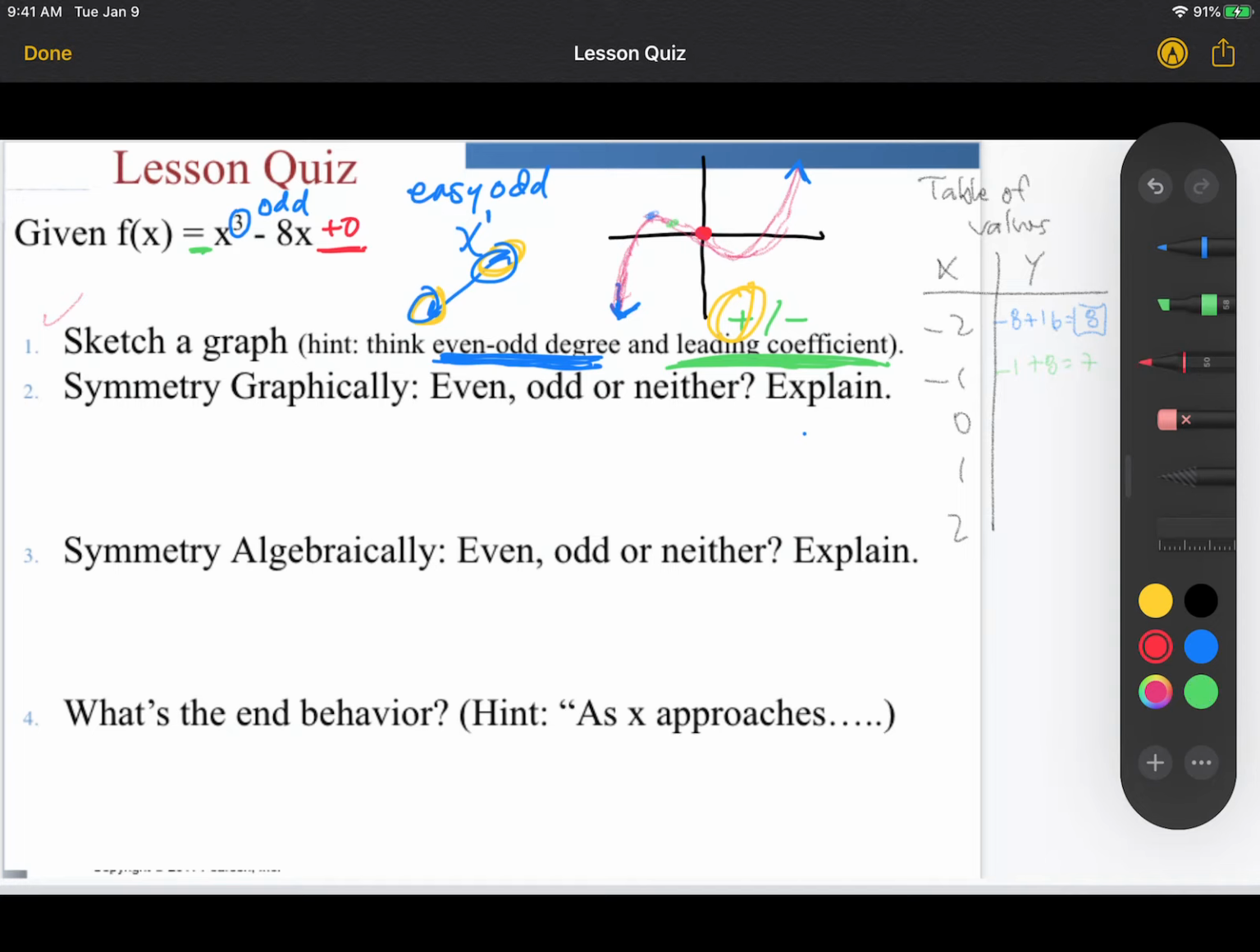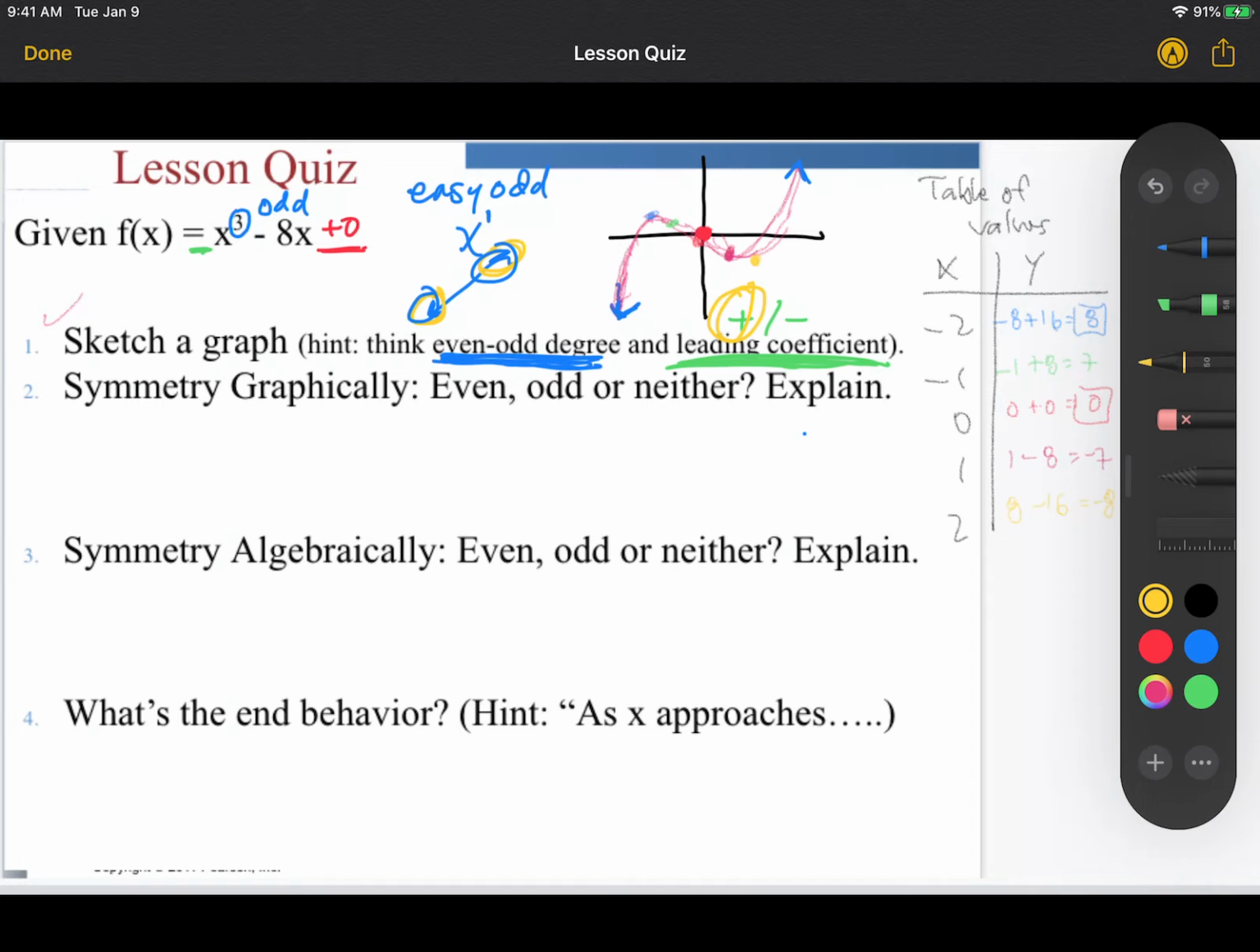0. 0 to the third power is 0. -8 times 0 is 0, so you get 0. And that's why I have that middle point in the middle. And then 1 to the third power is 1. 1 times -8 is -8, and 1 minus 8 is -7. So that'd be something like right there. And then 2 to the third power is 8. 2 times -8 is -16. So 8 minus 16 is -8. So it'd be something like there.